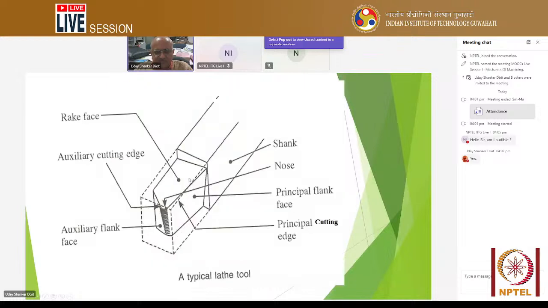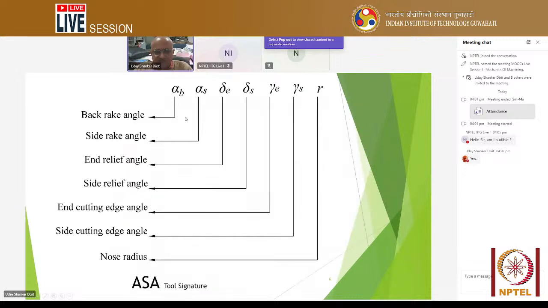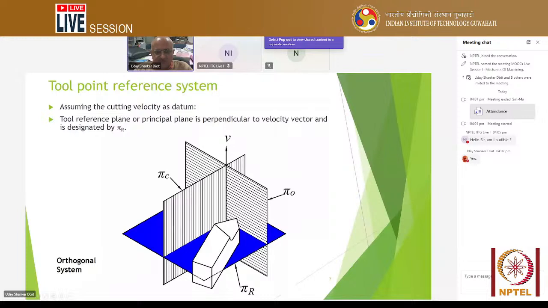And then a typical lathe tool is shown here. We have different types of angles, that is in the ASA system. In the ASA system, we first tell back rake, then side rake, then end relief, then side relief, then end cutting edge angle, side cutting edge angle, and nose radius. But we have another one, tool point reference system.